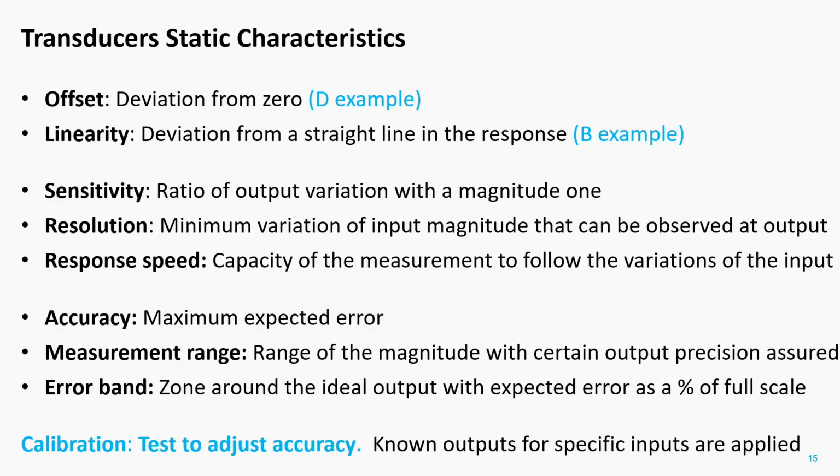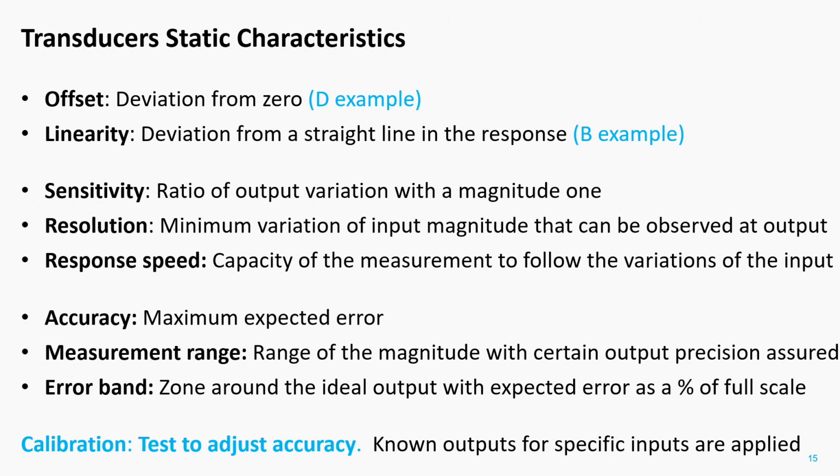So, putting this in a nutshell, we can see that there are 8 main parameters to calibrate when talking about statistical characteristics in modeling transducers. Offset, that is the deviation of behavior in the input of a transducer from zero value, the example in the previous slide. Linearity, that is a deviation from the straight line in the response of the transducer, example B in the previous slide. Sensitivity, that is the ratio of the output quantity to a physical magnitude quantity.